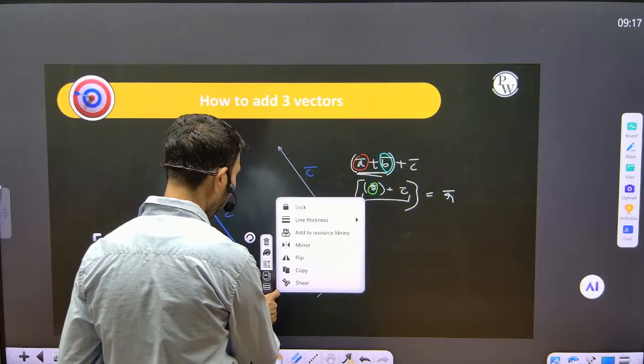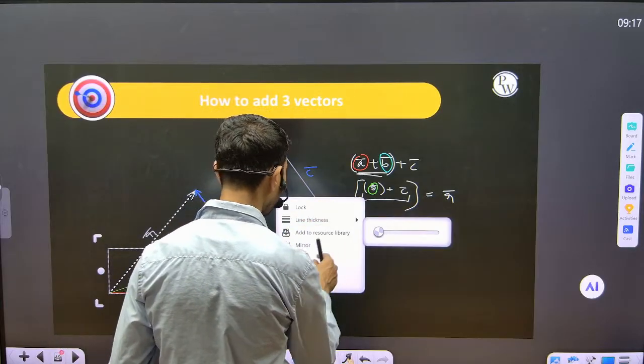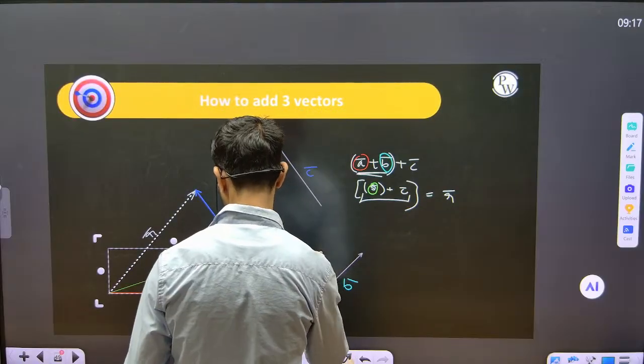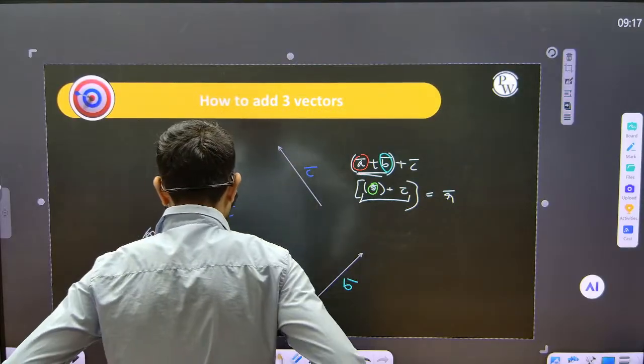Line thickness. Okay, let's reduce the line thickness at least. Right? So minimal. Okay.